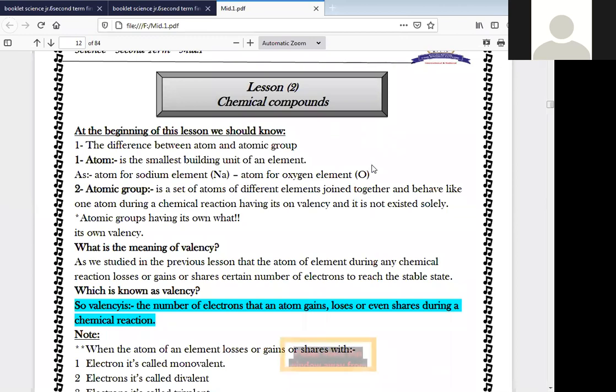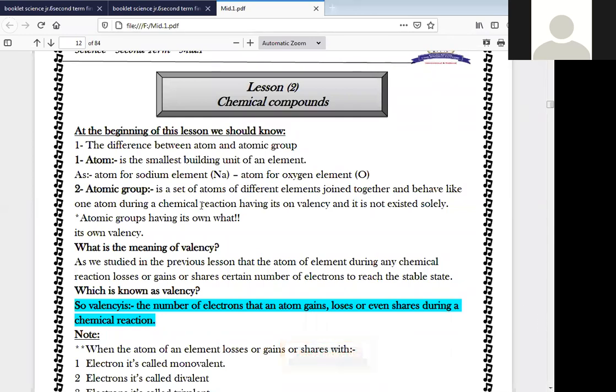As we studied in the previous lessons, the atoms can lose electrons, can gain electrons, can share electrons. The number of electrons that the atom loses, gains or shares is called valency by the meaning. If the atom loses or gains or shares one electron, the valency is 1. If the atom gains, loses, or shares 2 electrons, the valency is 2. 3 electrons, the valency is 3.